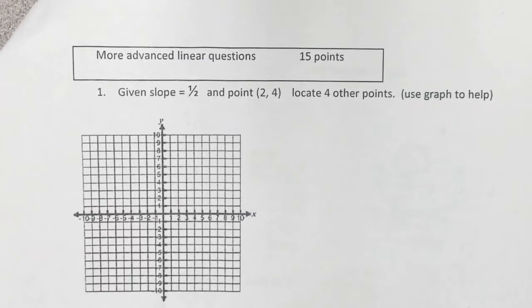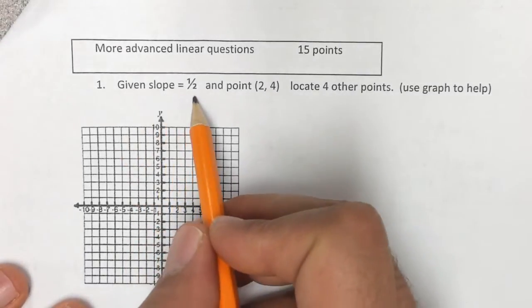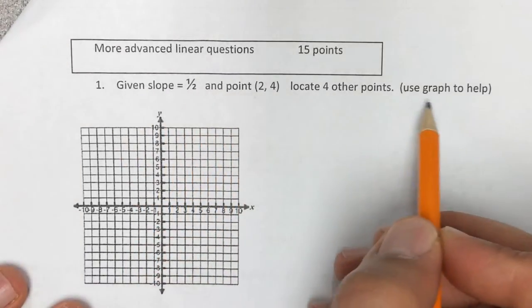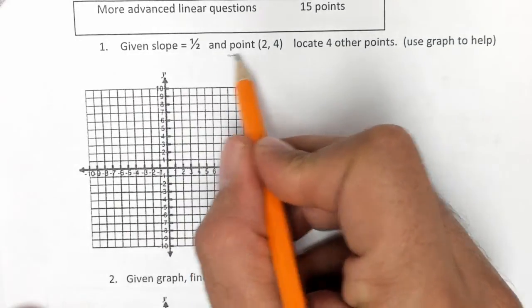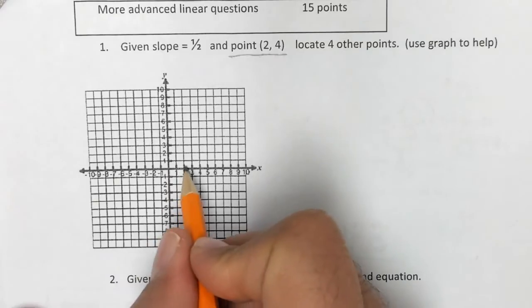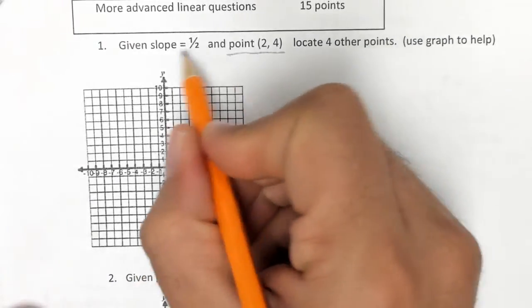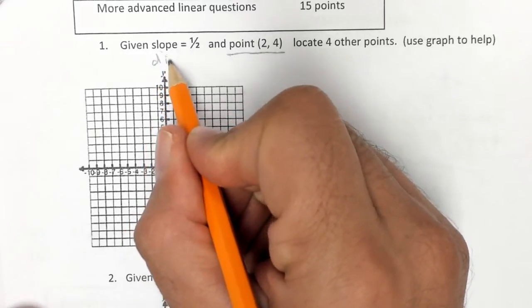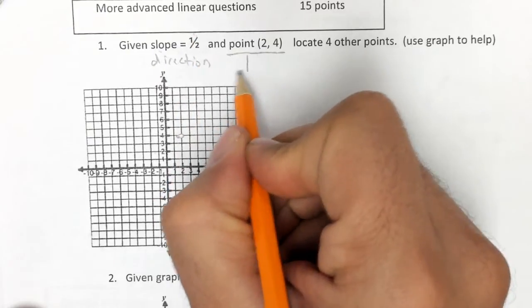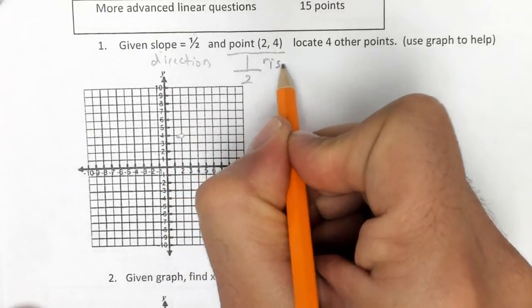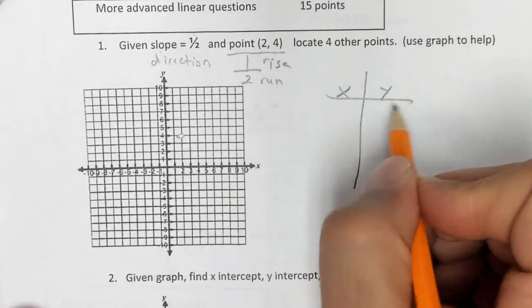Alright, 15 more points right here. It says, given slope equals 1/2 and point (0, 3), locate 4 other points. Use the graph to help. So this is super easy because all you got to do is go to 0, 3. Now, that means you walk to 2, climb to 4, there's your first point. Now, this is your point, this is your slope. Slopes are your directions. So you go to that point and use these directions to rise and to run, and you'll be able to put a whole bunch of points, as many points as you could find.